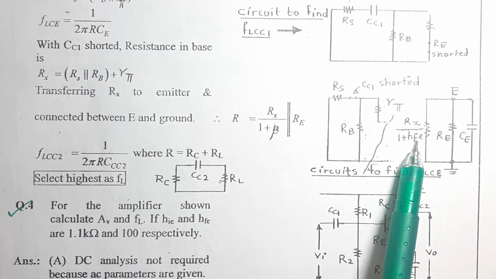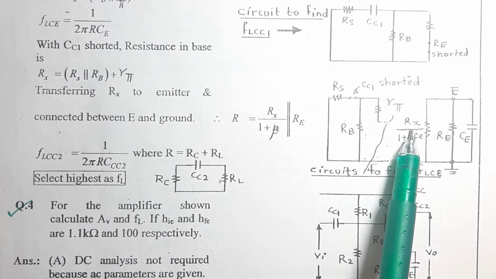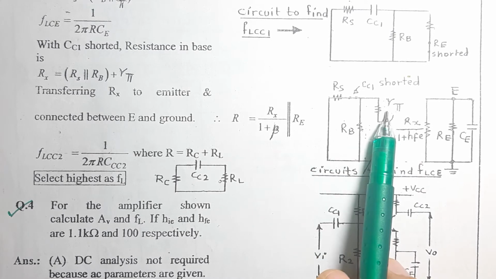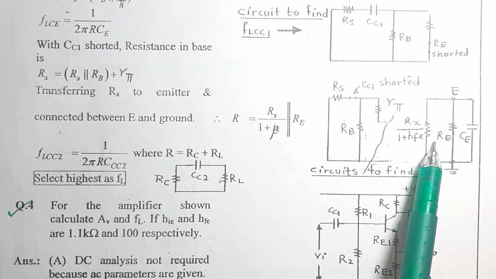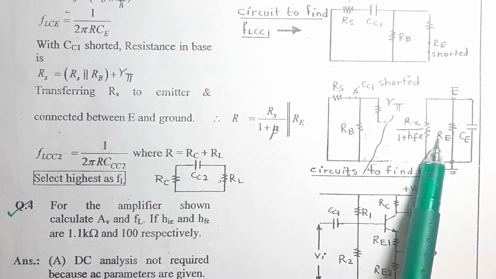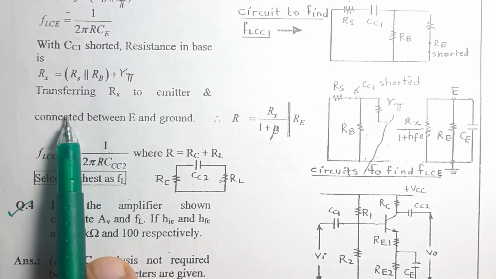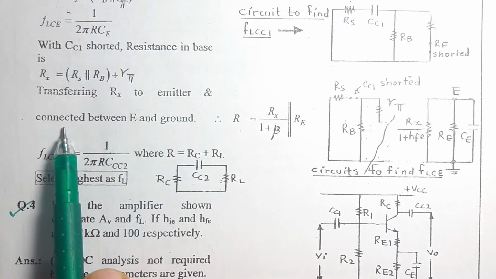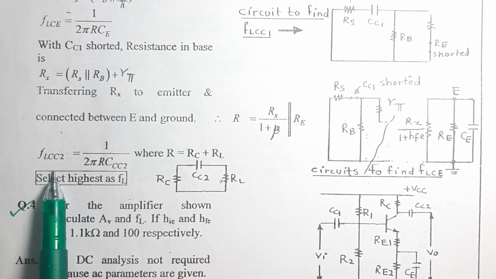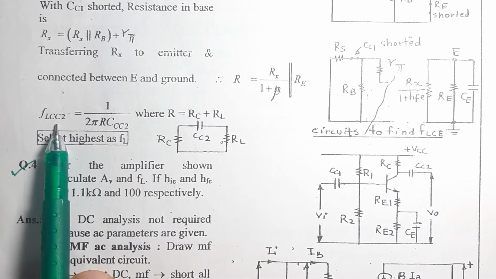Beta is nothing but HFE, hence your Rx is nothing but RS parallel RB plus R pi upon 1 plus HFE, in parallel to RE. Hence we have transferred the resistance Rx to the emitter and connected it between emitter and ground, therefore FLCC2. Now we need to find out FLCC2.